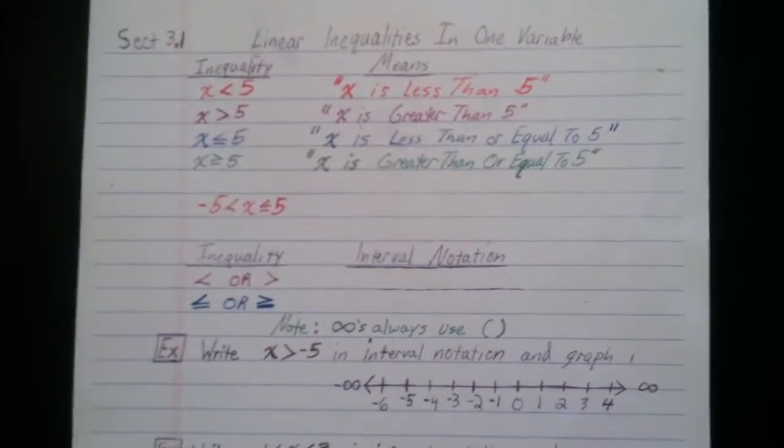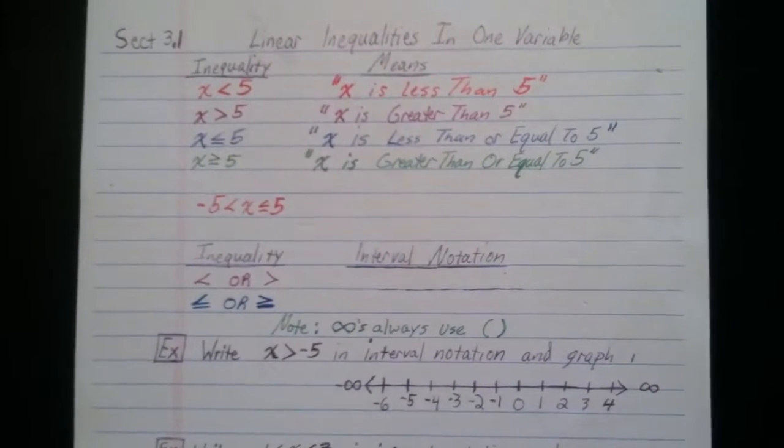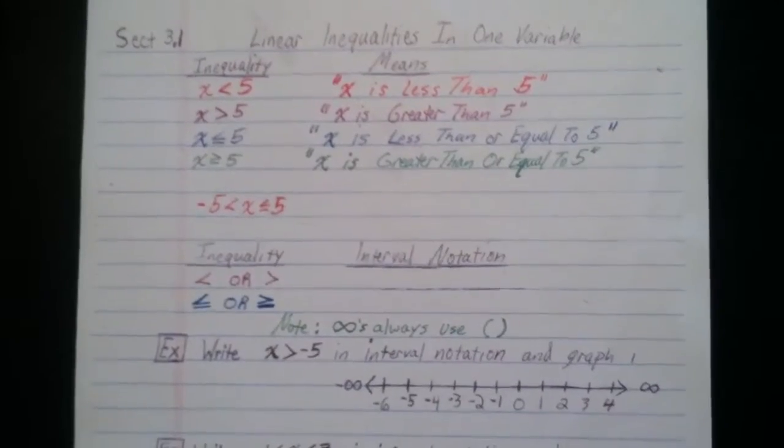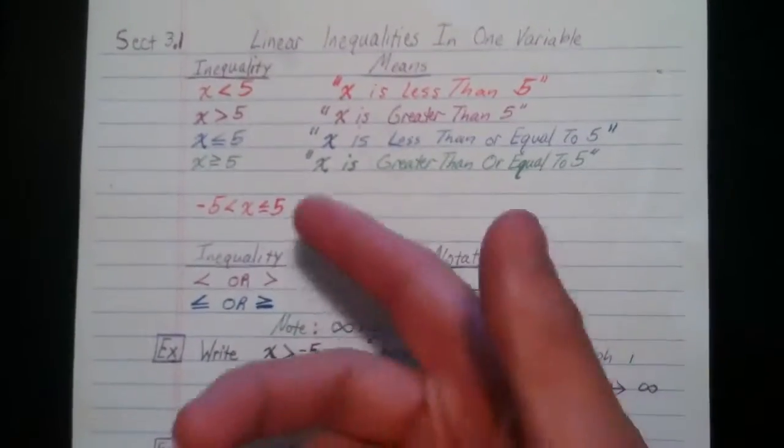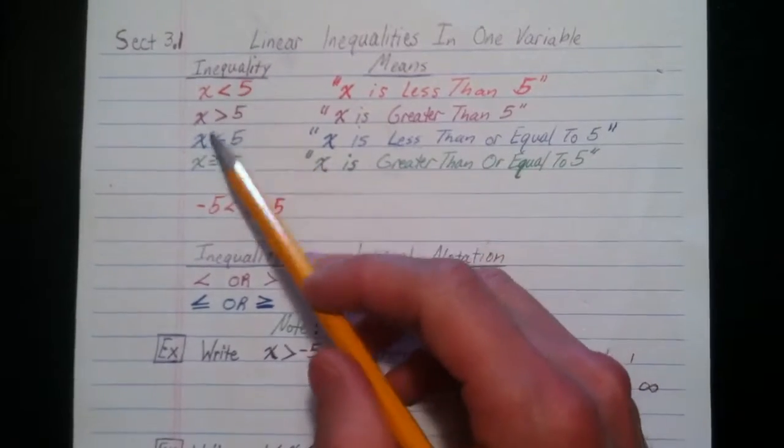For our first lesson, we're starting with section 3.1, linear inequalities in one variable. Now before we get into the more difficult aspects of inequalities, I want to first review some of the more basic concepts, such as what the four inequalities even mean.